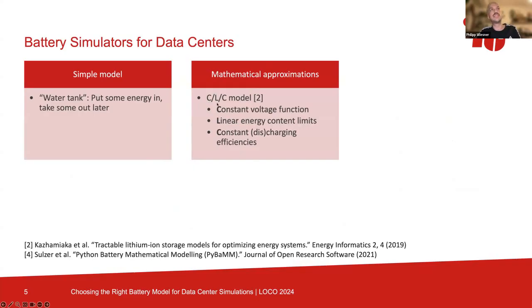We chose the CLC model because it's been used in related works, for example, in the Carbon Explorer paper by Meta, where they really explore how their data centers should be equipped with solar or batteries and so on. They use this model. It's short for constant voltage function. It's a linear approximation of the energy content limit. So how does the battery behave when you charge it close to capacity? And a constant discharging efficiency, so inefficiencies.